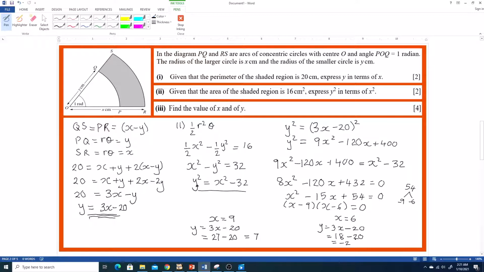And since you can't find a negative distance, negative length, this is not going to be a solution, so you'll write not a solution. And then this is going to be your answer, and your y is going to be 7. Okay, let's move on to the next question.